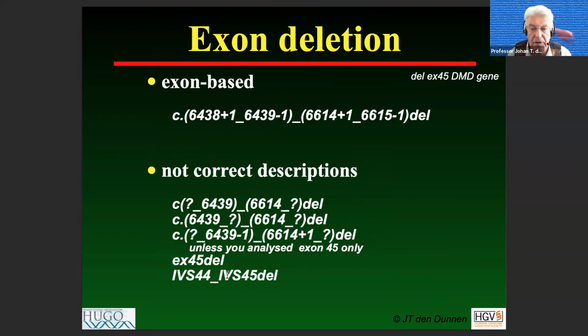I see all kinds of strange descriptions. As I said, the top one is the exon-based description of such a deletion of one exon. I see all kinds of descriptions which are shown below, which are not correct. Of course, you cannot describe exon 45 del or IVS 44 underscore IVS 45 del. The problem with these is it's not specific. You do not give nucleotide positions, nor do you indicate what is exon 45. Where can I find how exons are numbered?